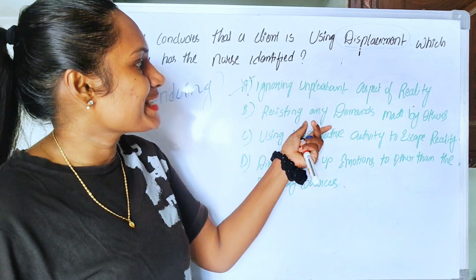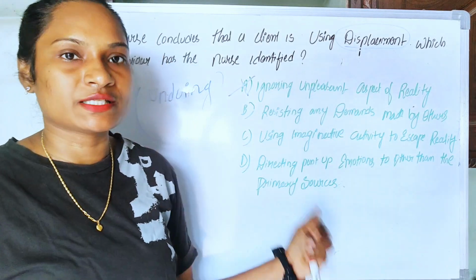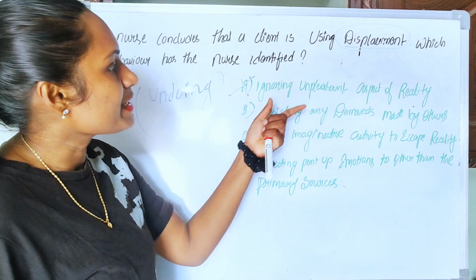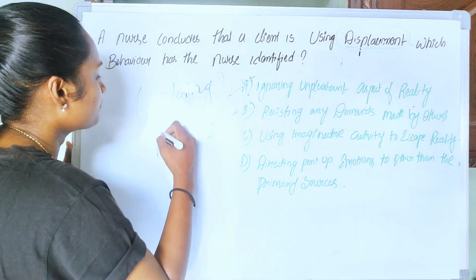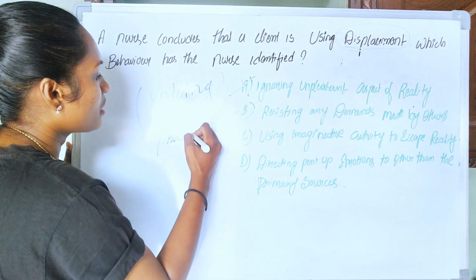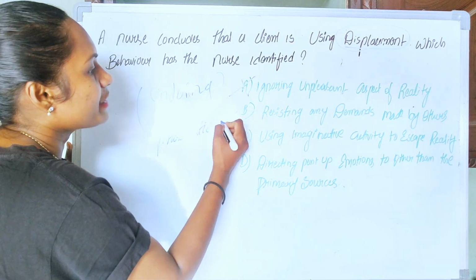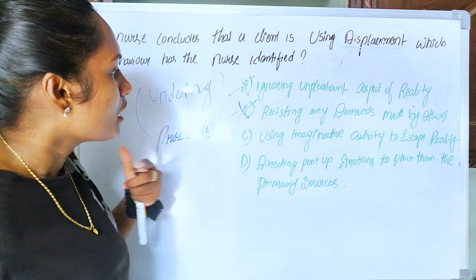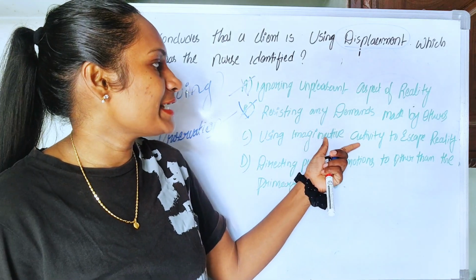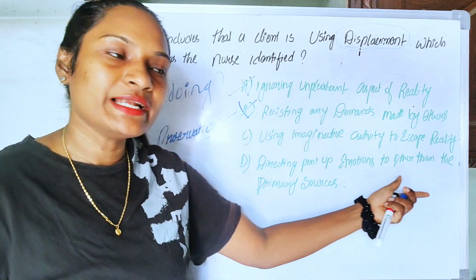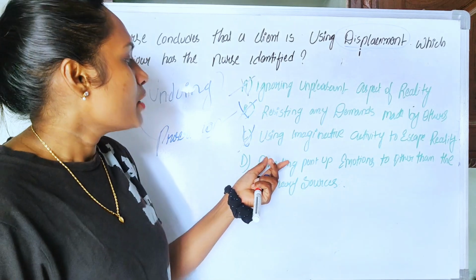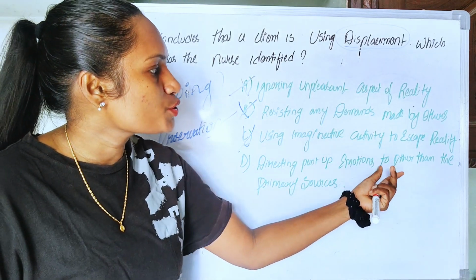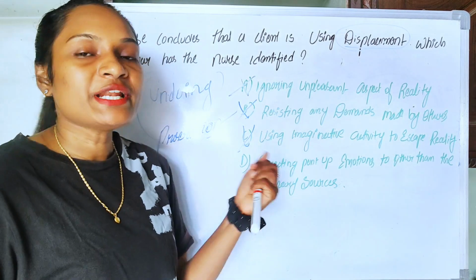Option B, resisting any demands made by others. No, resisting any demands made by others, that is perseveration. That is not displacement. Option C, using imaginative activity to escape reality. This is also a wrong option. Move on to option D, directing pent-up emotions to other than the primary sources.